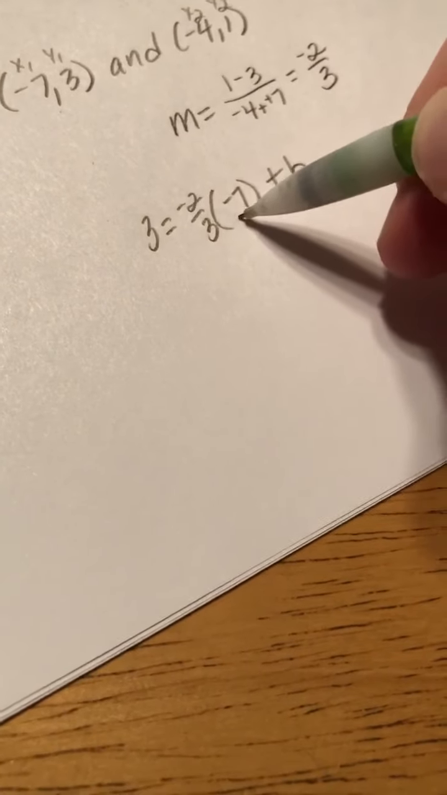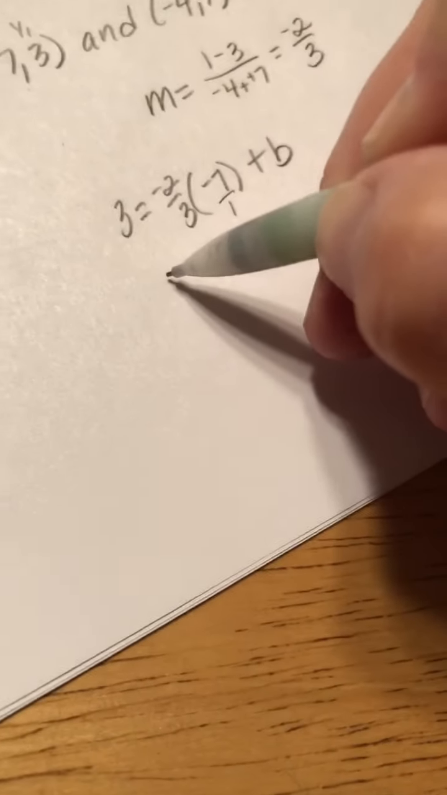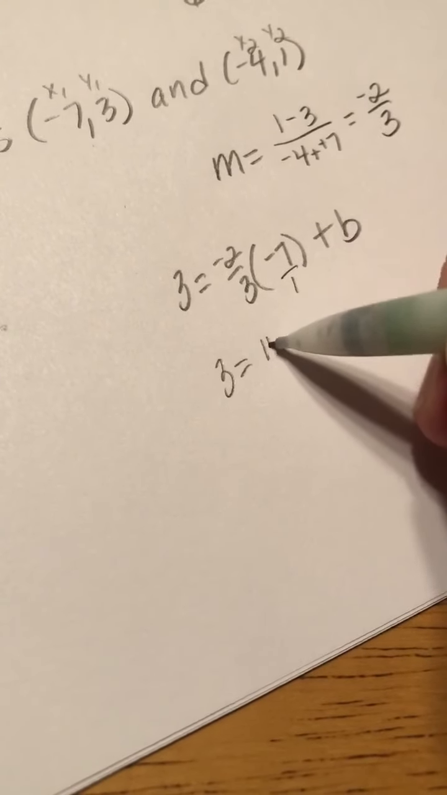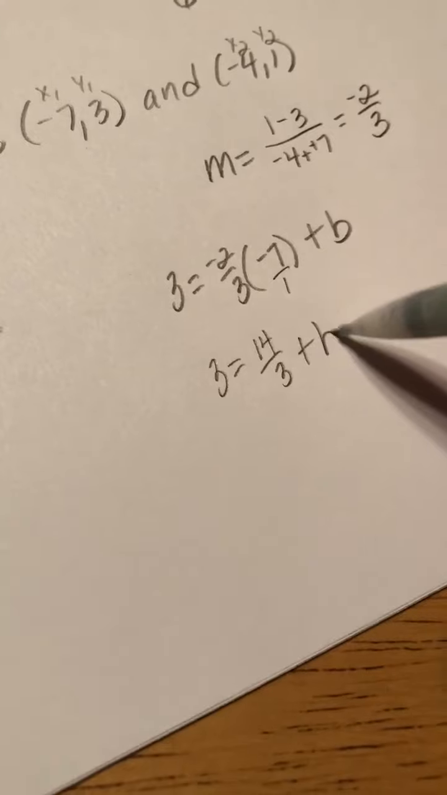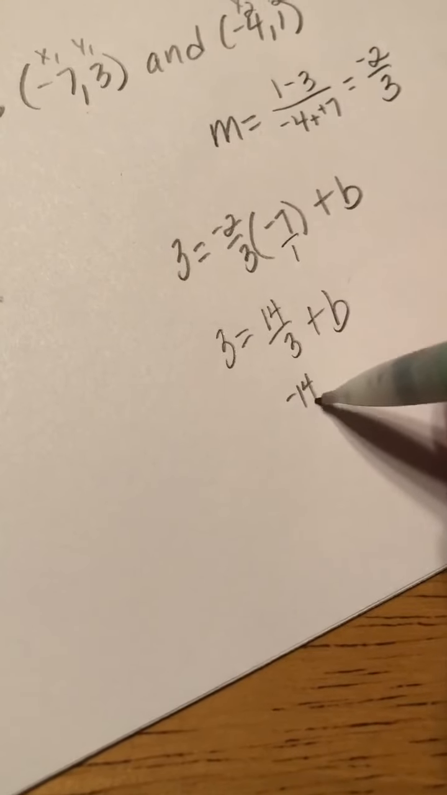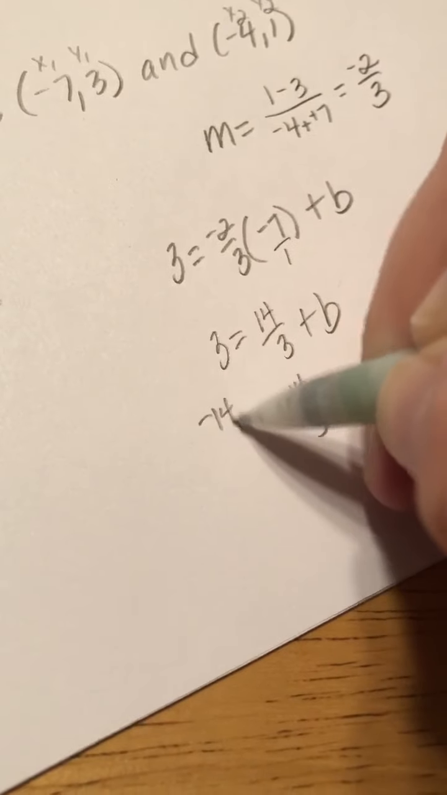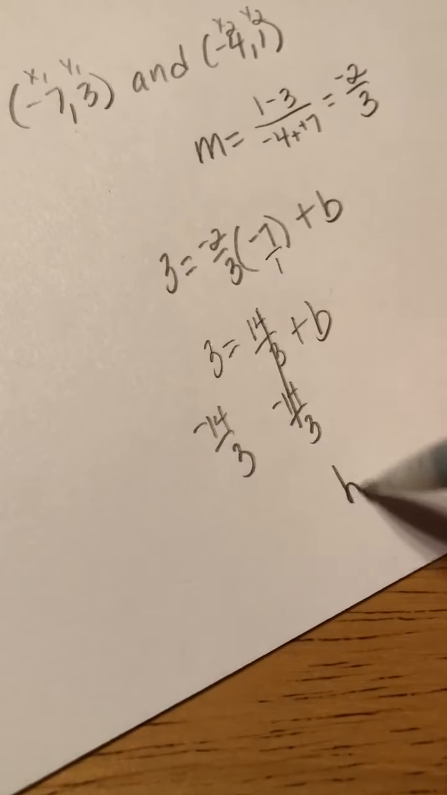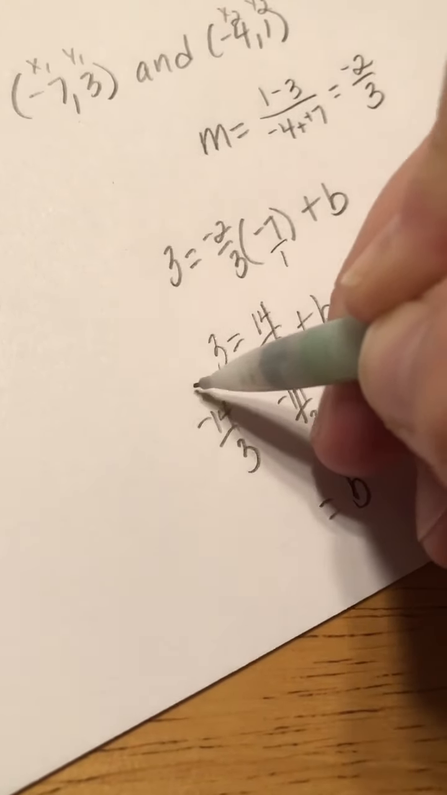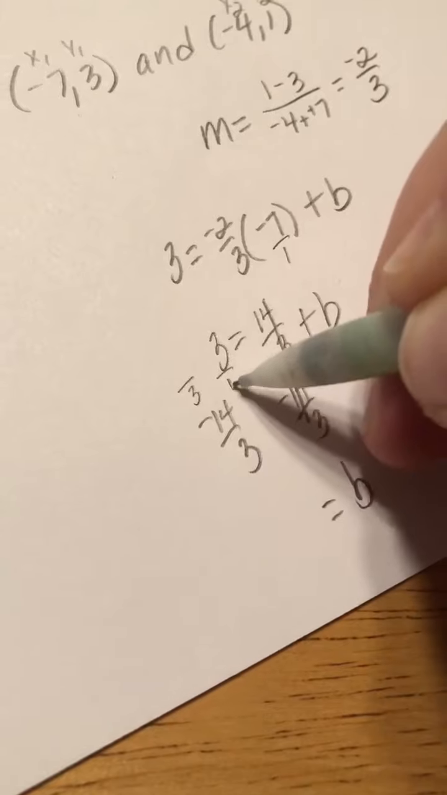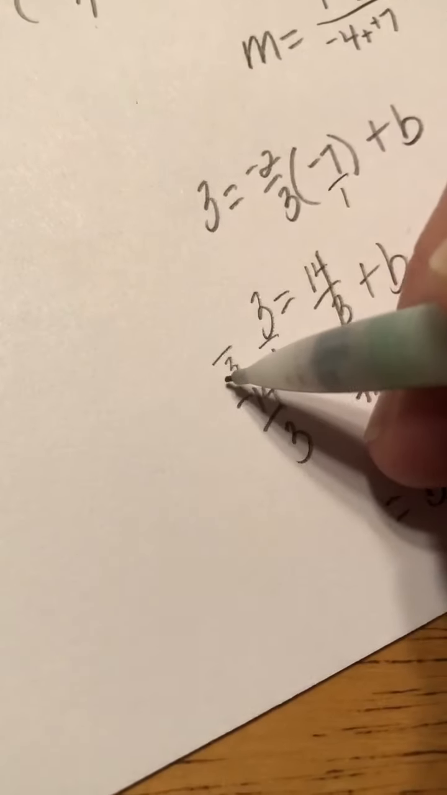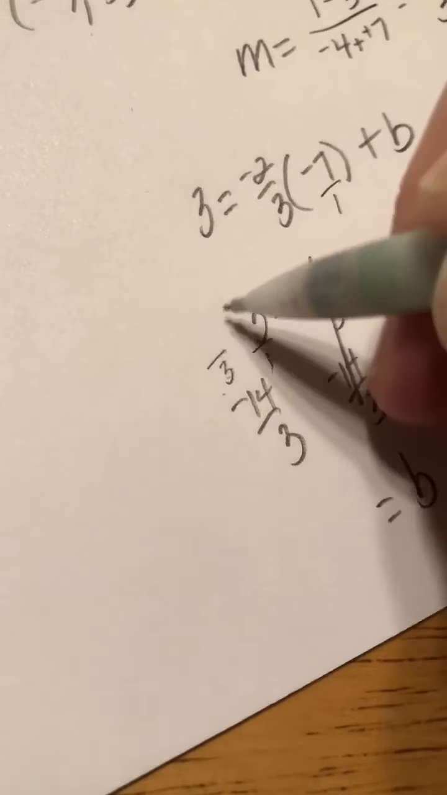As always, if one's a fraction, I'm going to make them both a fraction. Multiply straight across, so we get 14/3 plus b. To solve for b, we've got to subtract 14/3. And b equals, well, if one's a fraction, we've got to make them both a fraction. Use a common denominator between 3 and 1, which will be 3. What do we multiply 1 by to get to 3? Well, 3. So 3 times 3 is 9.